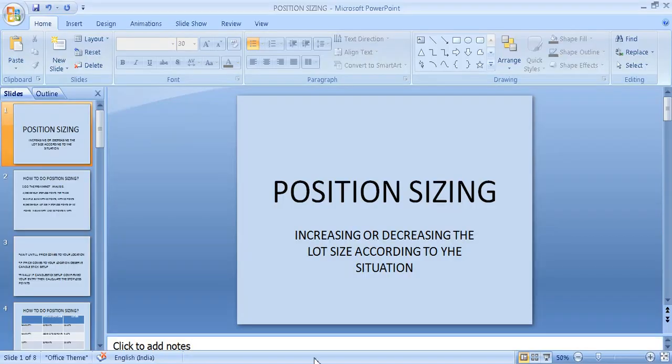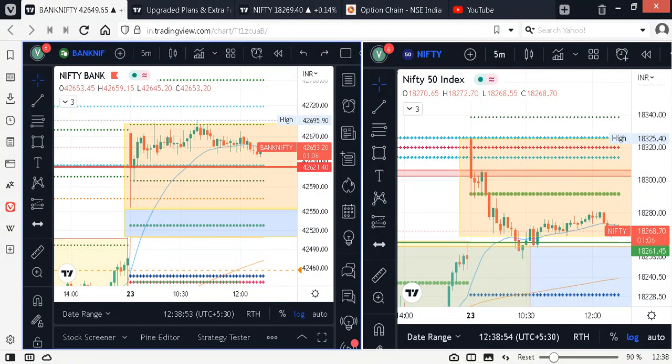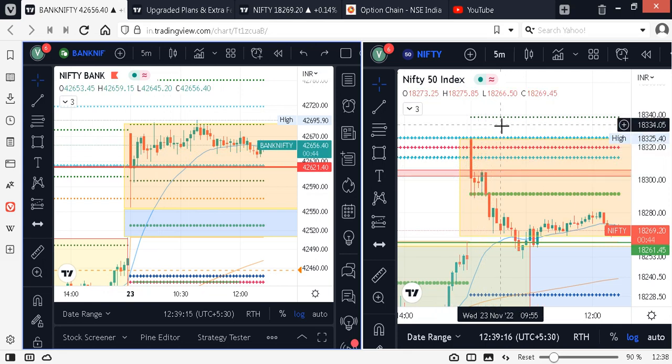When you don't know about position sizing and you enter these low probability trades with high volume, there is a higher probability that your stop loss triggers. So when you are interested in taking the trade here, and you feel the movement in Bank Nifty could lead Nifty in the upward direction, you can enter here with low volume. That is called position sizing.